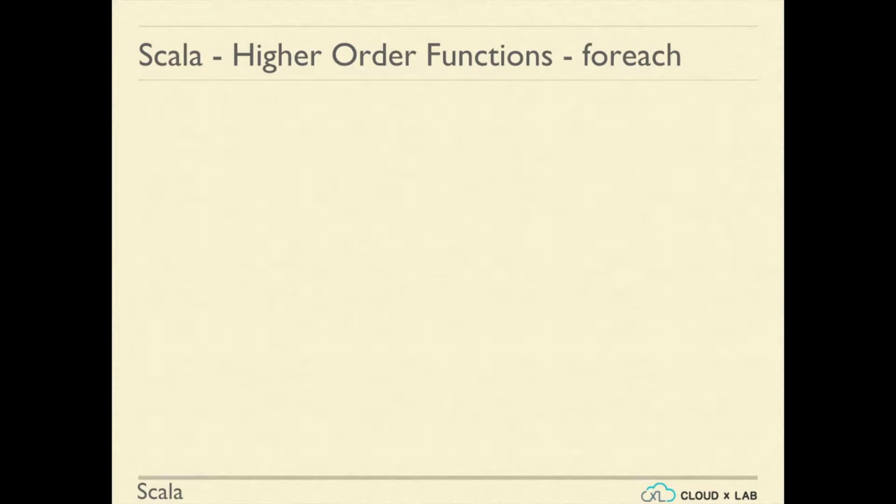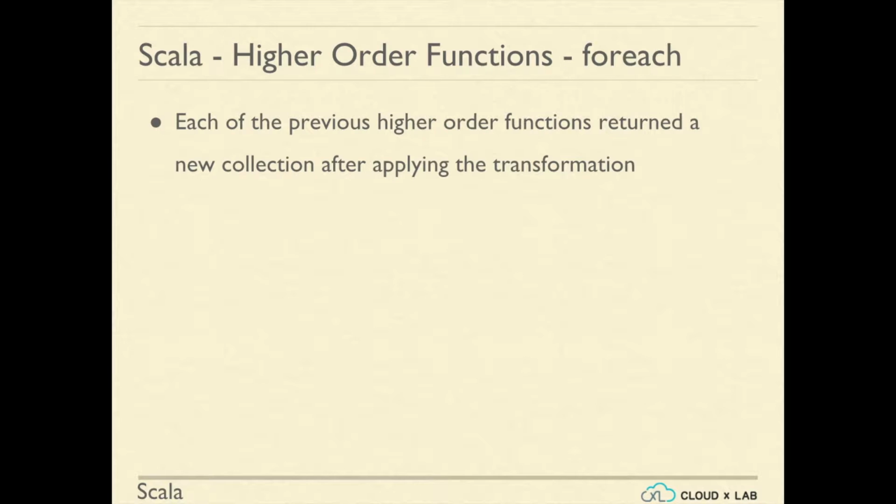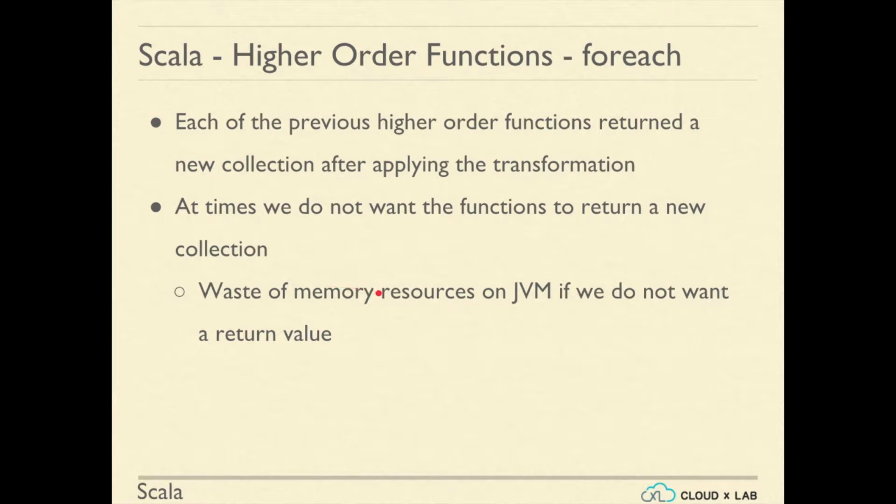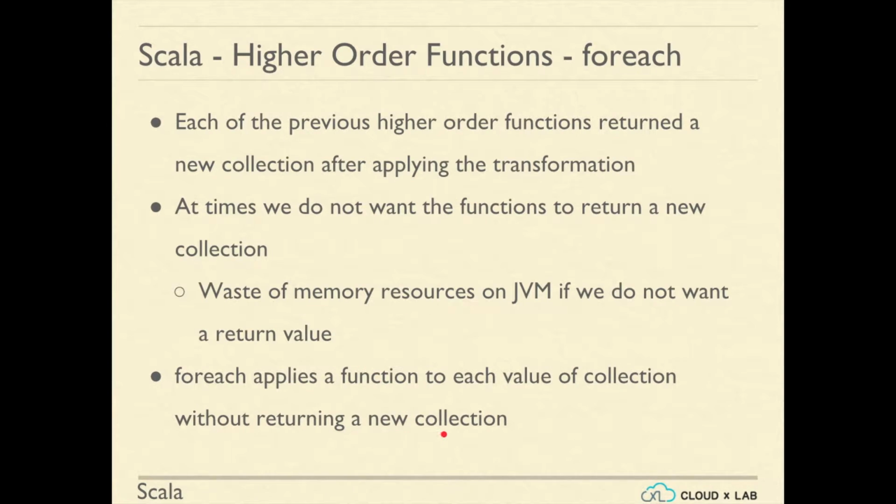Each of the previous higher order functions returned a new collection after applying the transformation or filter. But at times, we do not want the functions to return a new collection. It is a waste of memory resources on JVM if we do not want a return value. Higher order function such as foreach allows us to apply a function to each value of a collection without returning a new collection.